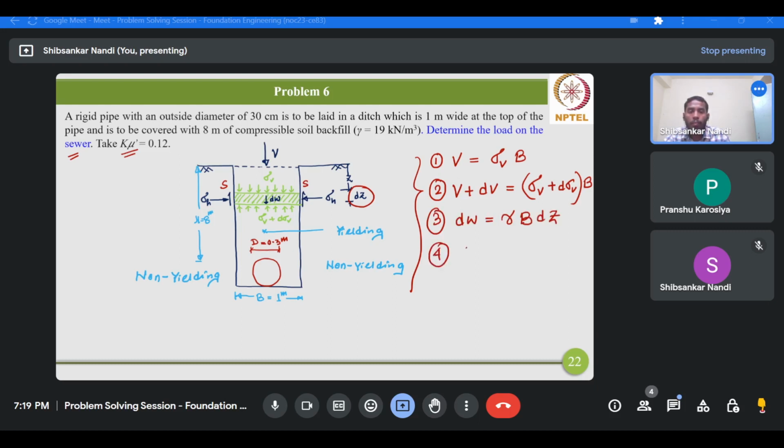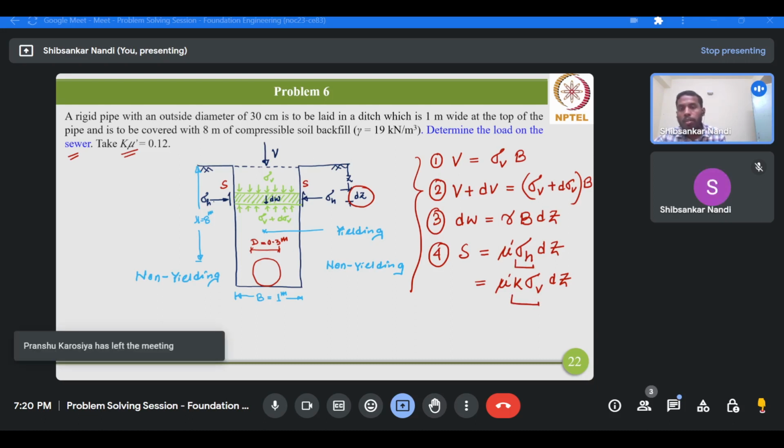Fourth, shear strength S, and this is mu times sigma H times dz, where sigma H is nothing but K times sigma V. Okay, K times sigma V dz. Because you know lateral earth pressure, how can you get the lateral earth pressure? By multiplying the vertical pressure with the earth pressure coefficient. So the product of vertical stress and the lateral earth pressure coefficient will give you the sigma H.